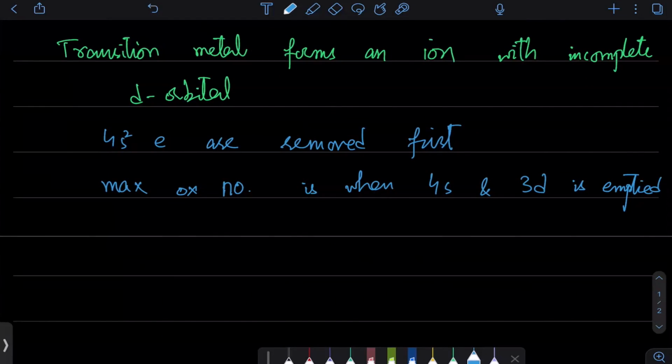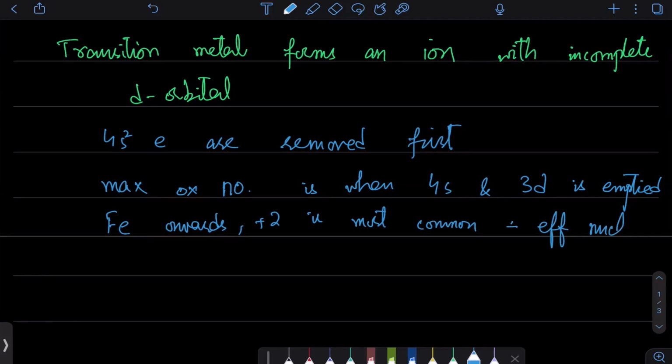All of them make +2, and the maximum is when they can empty everything. In the case of copper, it also makes +1. Iron onwards, +2 is most common. Why? Because of effective nuclear charge. That makes it really, really difficult to remove them.